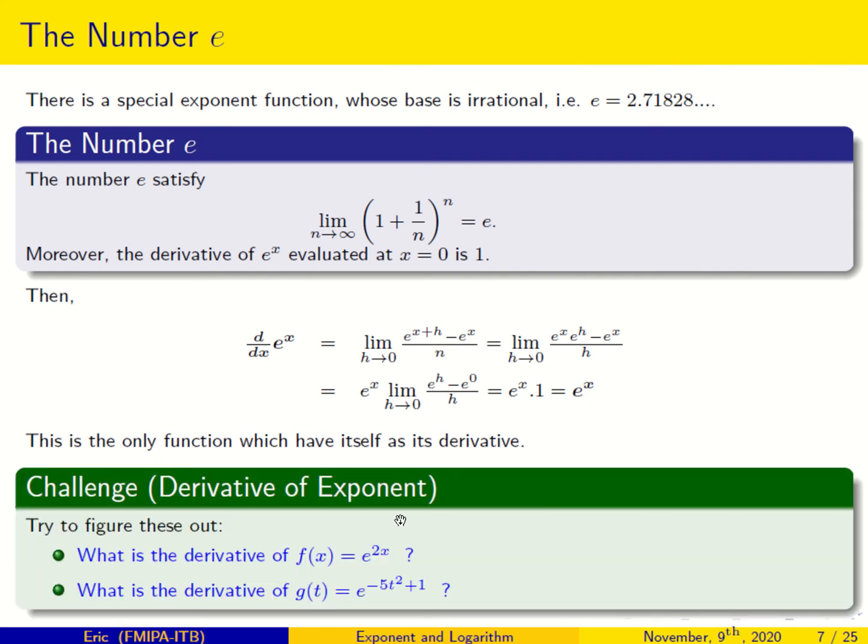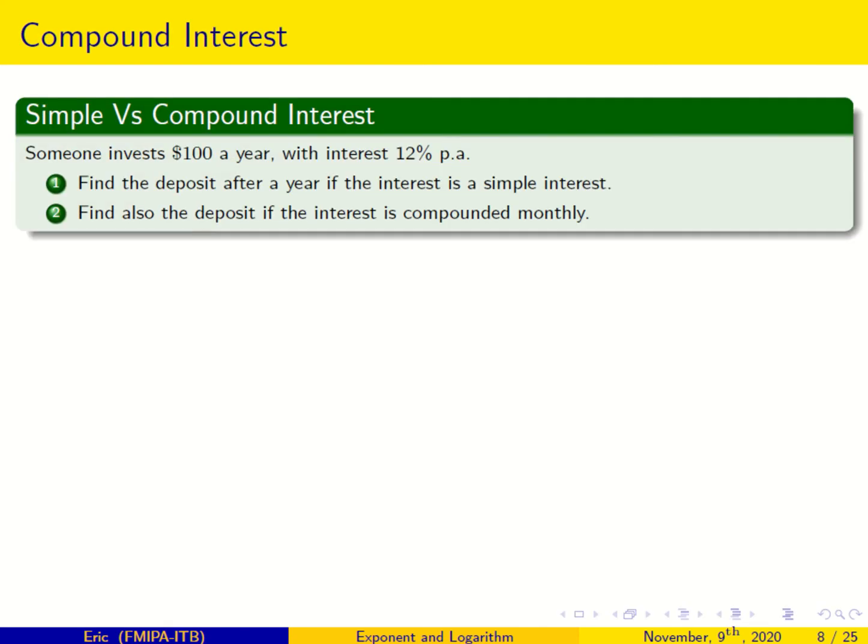Find the derivative of this. Very easy: the derivative of e to the x is e to the x. But if you want to find the derivative of e to the 2x with respect to x, I multiply by the derivative of 2x with respect to x, that is 2. So the derivative of this with respect to x is 2 times e to the 2x. What about this one? The derivative is given by minus 10t times e to this, using the chain rule. Try to do this on your own. You have to have lots of exercise.